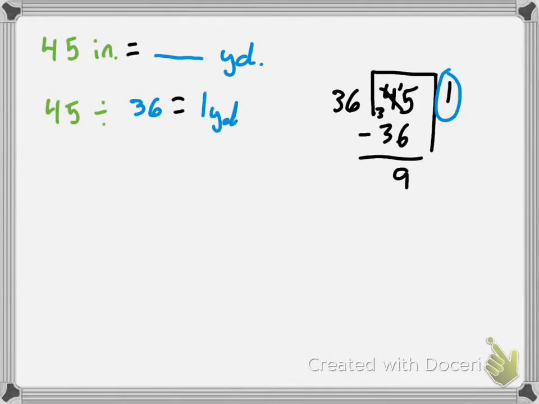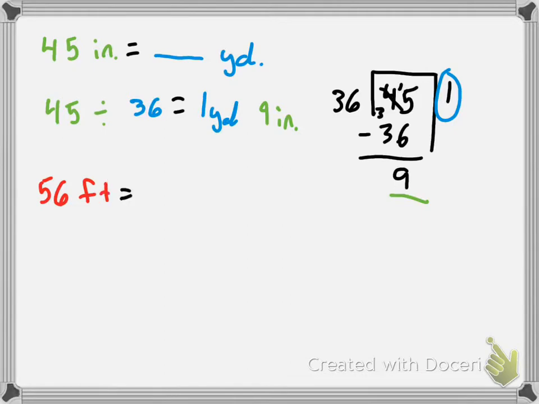But what about this remainder? What about 9 that's left over? 9 what? What are those? What did we start with? We started with inches, so that 9 is what's left in inches. So we got 1 yard, and then there's 9 inches left over. There's not enough inches to make another yard, so we just have to write it as inches.